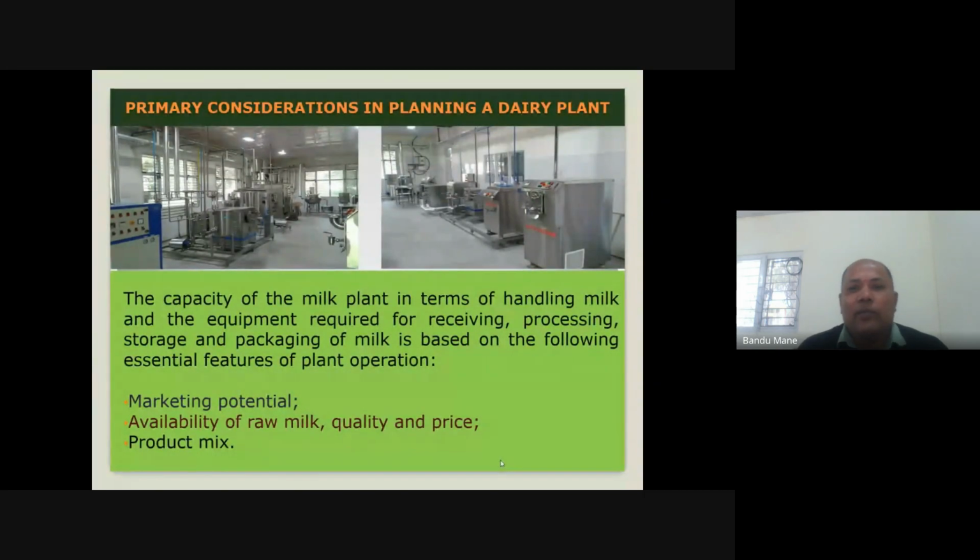Then another primary consideration for starting the milk dairy plant is the capacity of the milk plant in terms of handling milk, and the equipment required for receiving, processing, and all other aspects of milk. And what is the marketing potential in your area. Then availability of raw milk, quality and price. If you observe, different areas have different pricing of milk. In some areas, you will find milk at 20 to 25 rupees, but in some other areas, the price of milk is 40 to 45 rupees. So depending on the pricing of the milk, quality of the milk, and availability of raw milk, you can increase your profits, or you can say benefits, and decide where to establish the milk processing plant. Next, please.